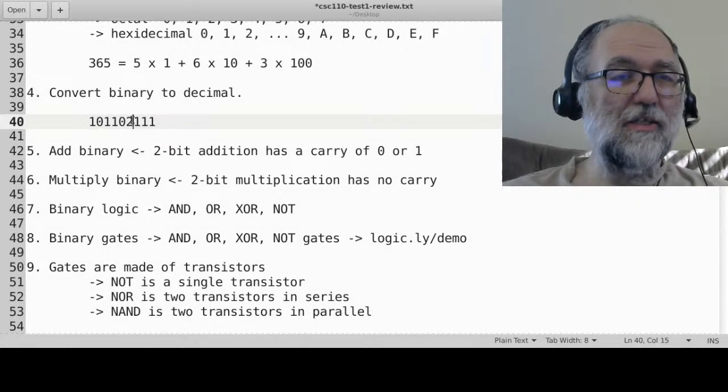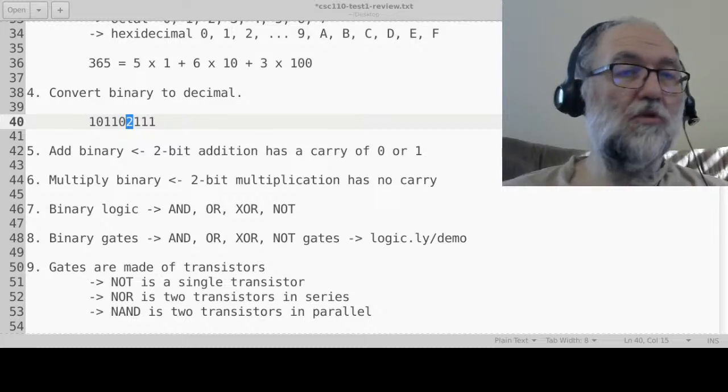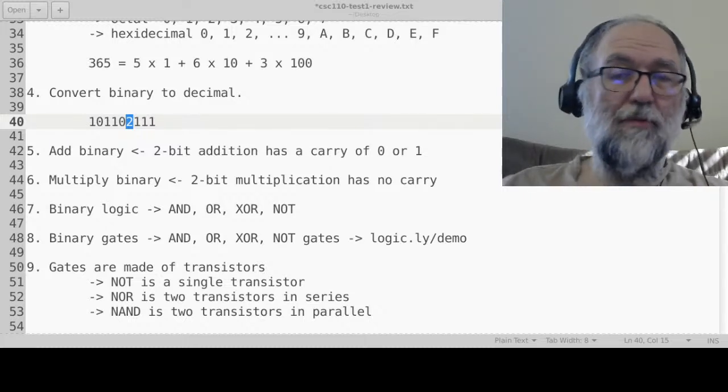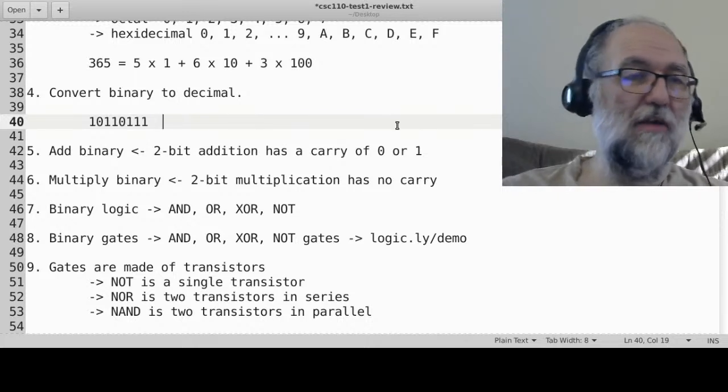And what do you see in the middle of this? You see that 2 there. And so this cannot be a binary number. Okay, so binary numbers are only made up of ones and zeros. All right, so let's get rid of that 2 for a second. And let's say, okay, let's convert that.